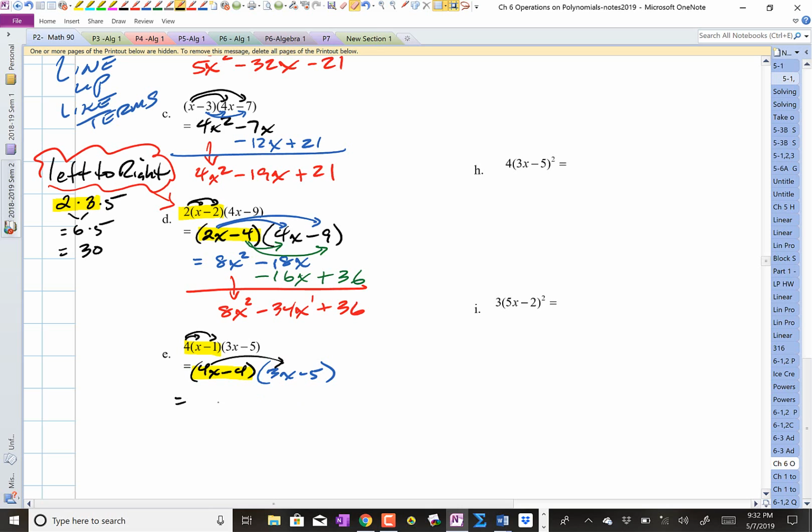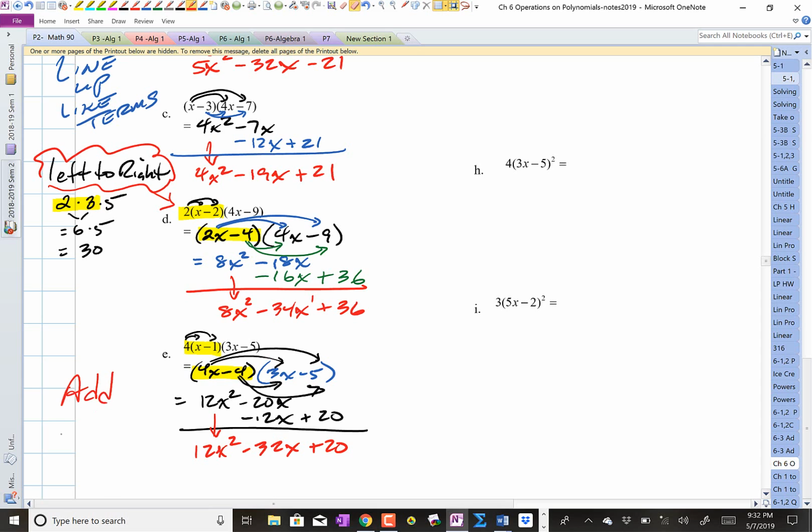We've got 4x times 3x is 12x squared. 4x times a negative 5 is a negative 20x. Negative 4 times 3x is a negative 12x. And then negative 4 times a negative 5 is plus 20. Then add vertically. Let's see what we got. So we got 12x squared. Negative 20 and negative 12 is a negative 32x. And then the plus 20. So add vertically when you're done.